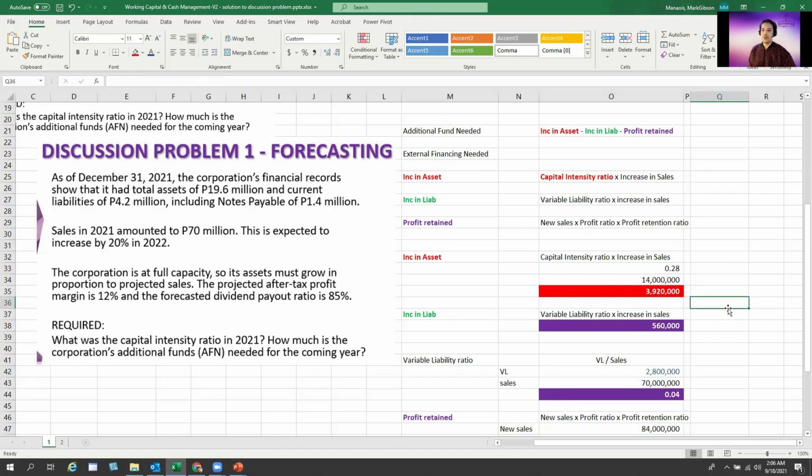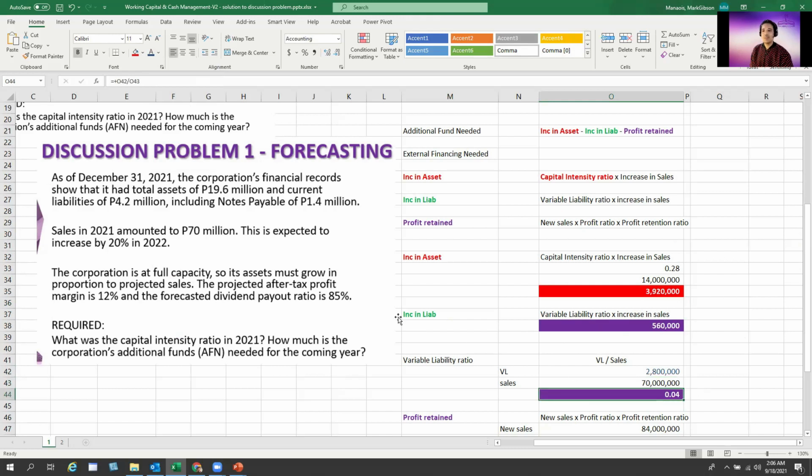Now, how much is your sales? So sabi kasi, di ba, to get the variable liability ratio, it's variable liability divided by sales. So sales is 70 million, no? Ayun naman, given naman yan siya, class. So therefore, the variable liability ratio is 0.04.